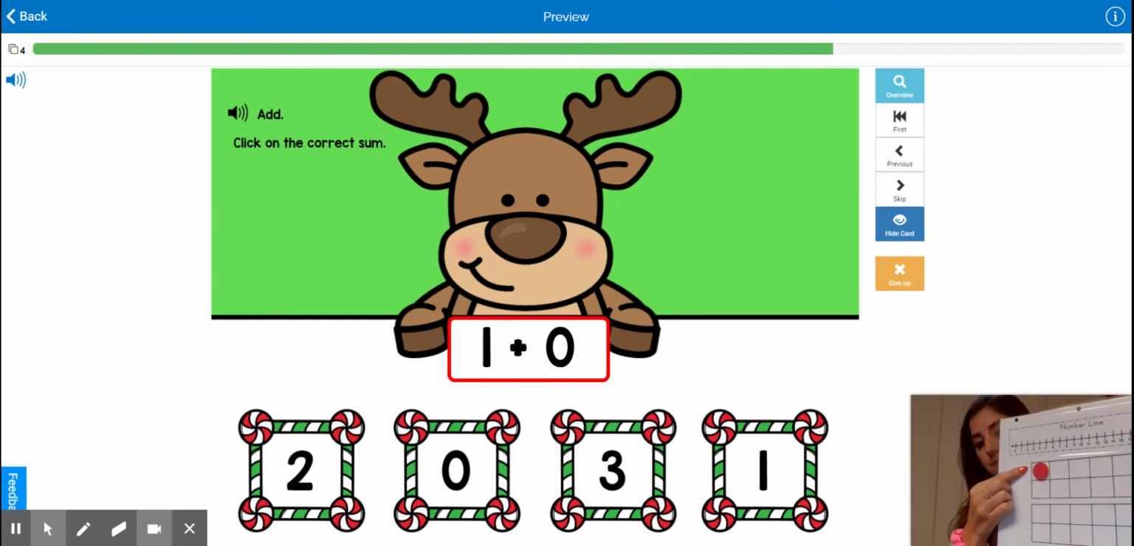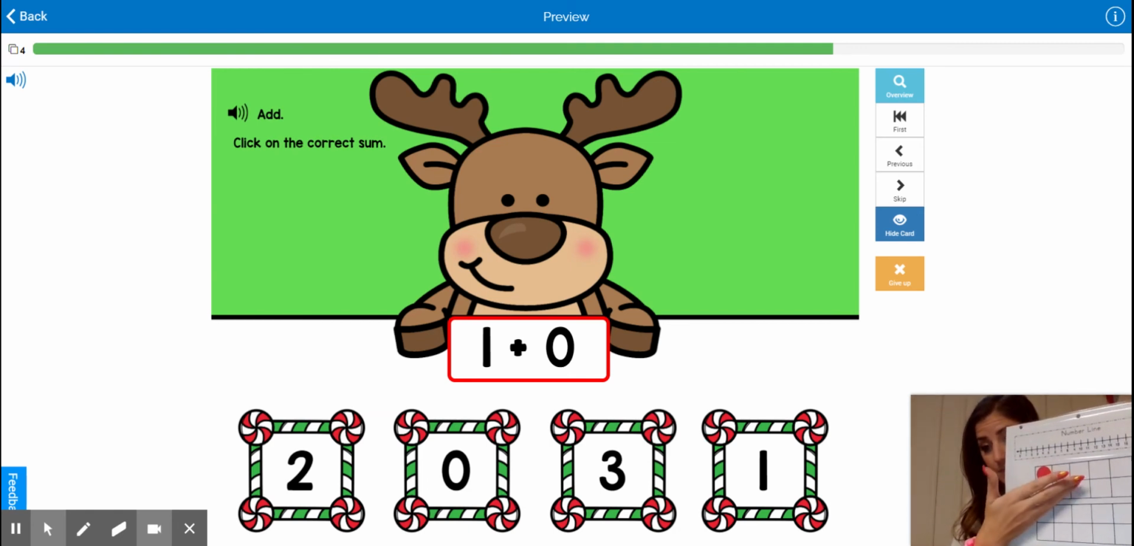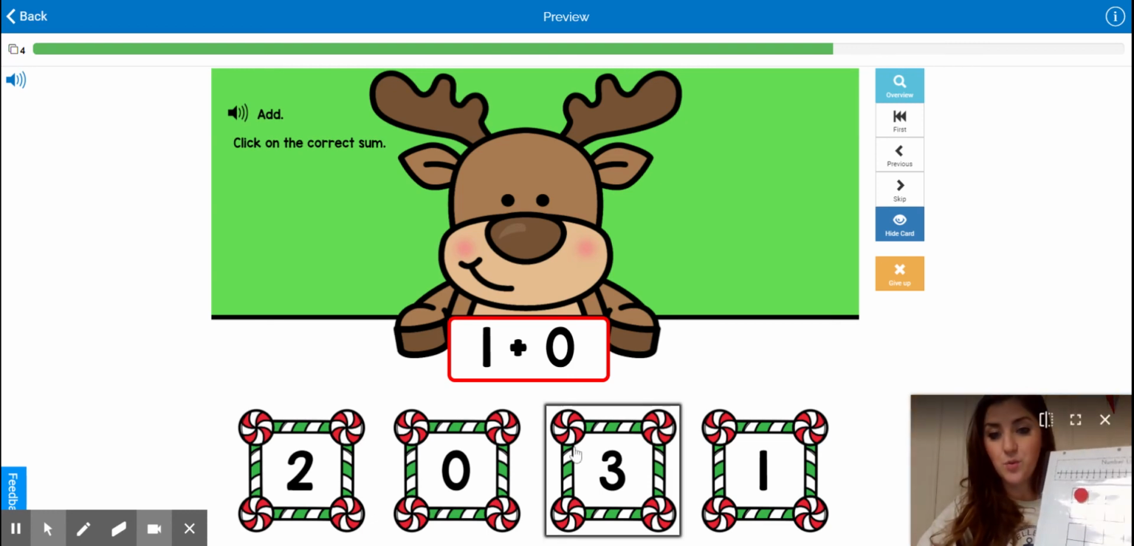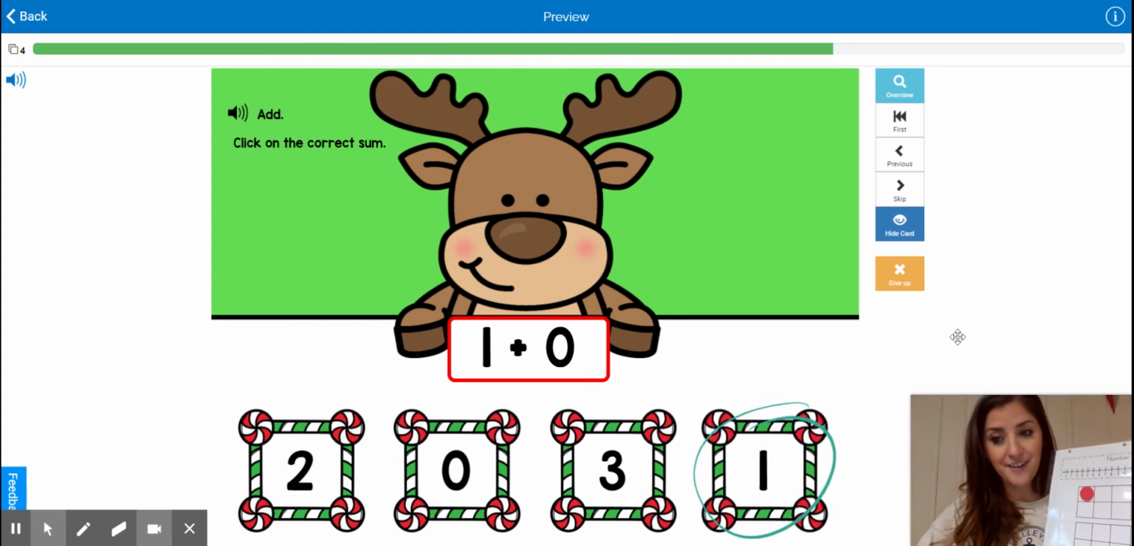I have 1, and I'm going to put it together with a group of 0. How many do I have? I have just one. Still just one. Didn't get any bigger or smaller.